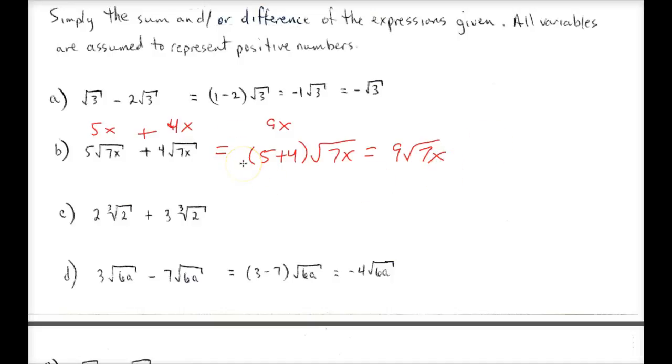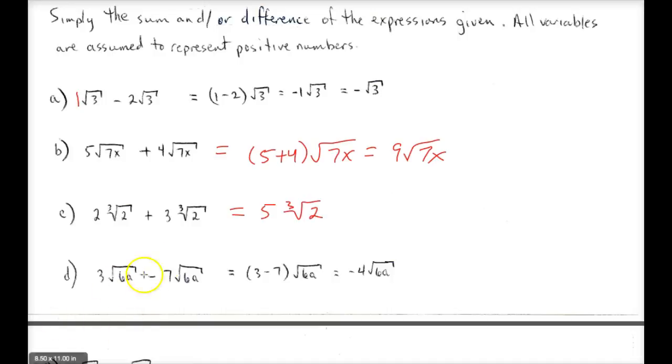Okay. I did skip example A, but it's sort of the same thing. We have an understood 1 times square root of 3 here minus 2 times square root of 3. And so you see that they are like radical expressions. So we just say 2 minus 1, which is a negative 1 times square root of 3. Okay. Similarly here, we have an index of 3 that's the same. The radicand is 2 that's the same. So we just add these together, and this will be 5 times cube root of 2.